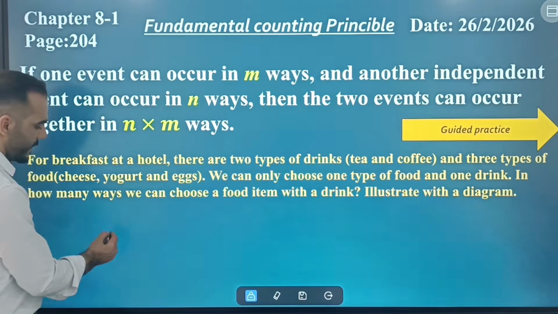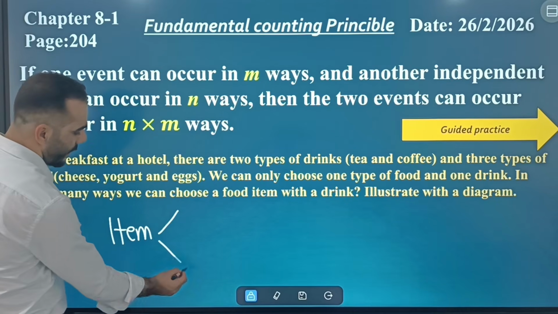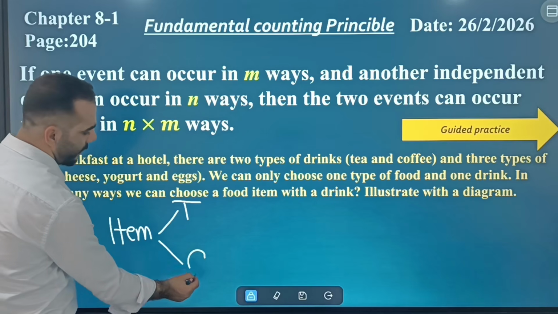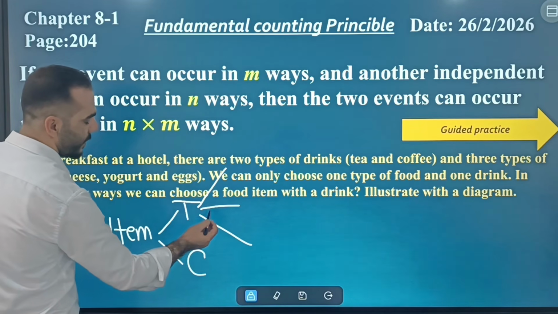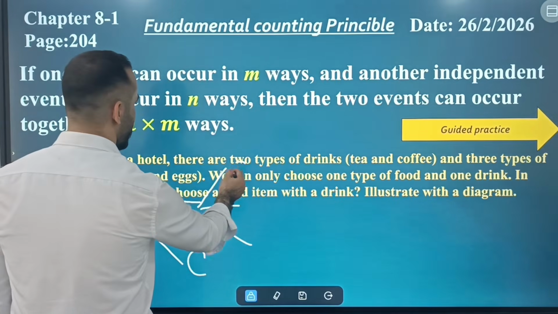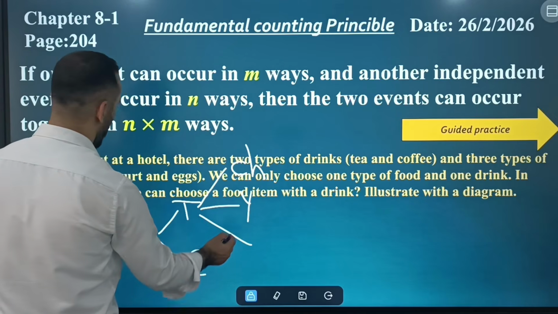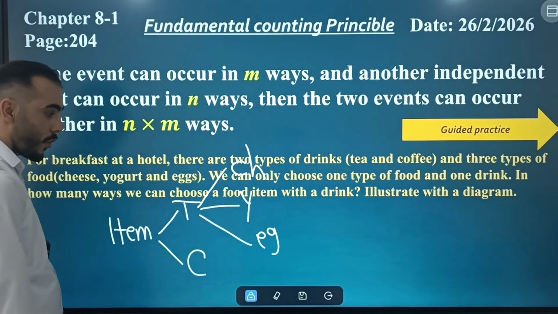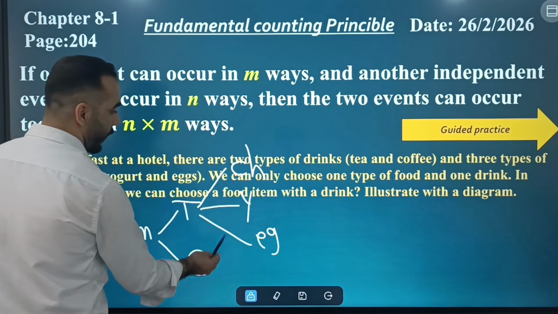So the diagram is like this. How many drinks do we have? We have got tea and we have got coffee. So with our tea we can have 3 choices. Either we can have cheese, or instead of cheese, we can have yogurt, or we can have egg. Or instead of tea, we can have coffee with these 3 choices.